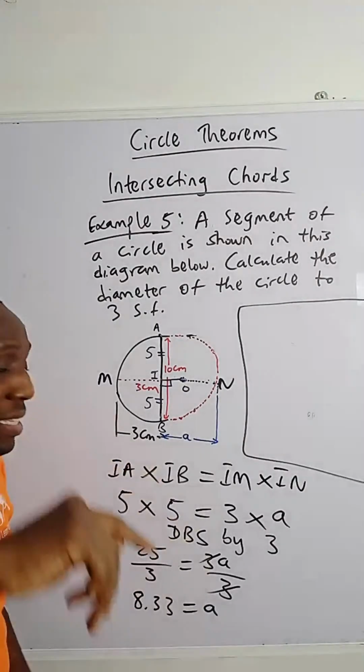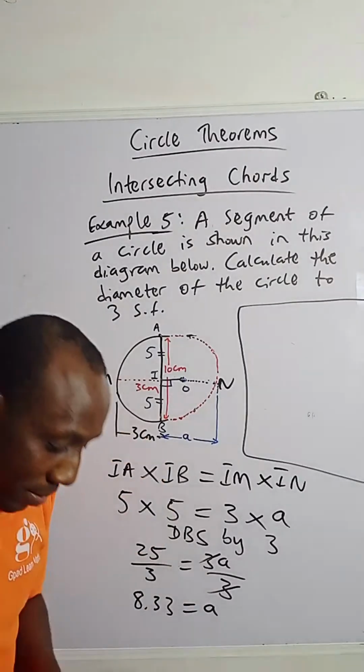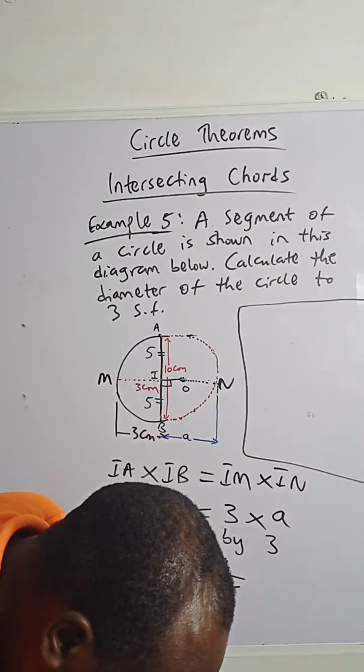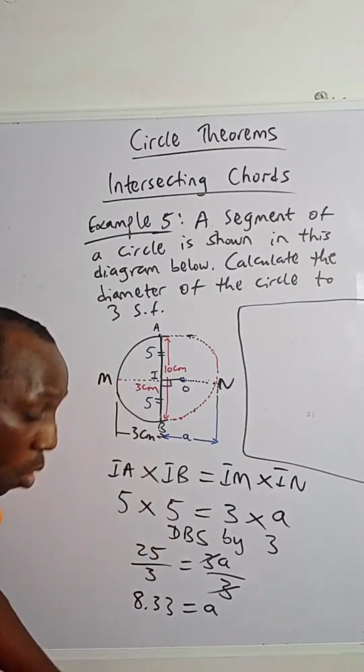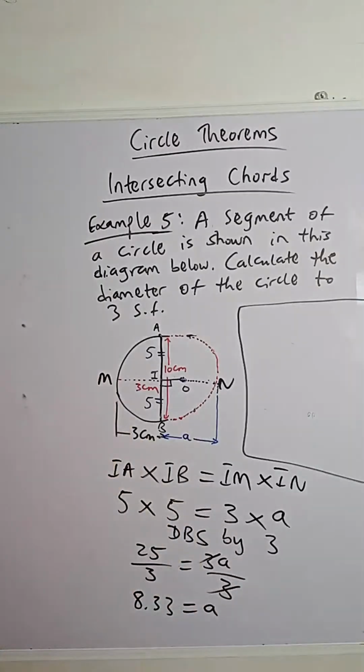Who can tell me what will be the diameter of this circle? What will be the diameter? If you know it, say it. Thank you. Yes, 8.33. Yes, Samuel Favor. Thank you. Oh, how did you get 13.33, Samuel? How did you get 13.33? How?